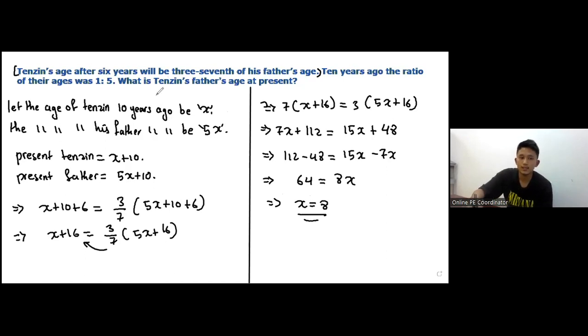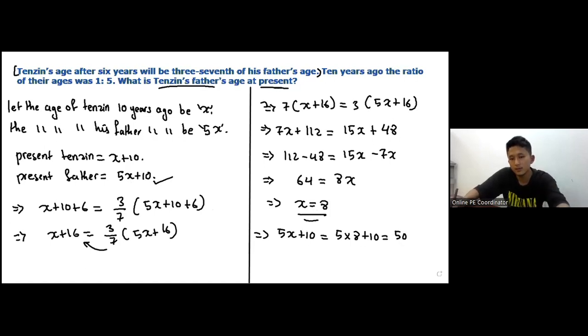But the question is not asking us to find the value of Tenzin's age 10 years ago. We are told to find the age of Tenzin's father at the present. Tenzin's father's age at the present is 5x plus 10, so use this equation and substitute the value of x here. 5x plus 10 is equal to 5 times 8 plus 10. 5 times 8 is 40, 40 plus 10 is 50 years old.